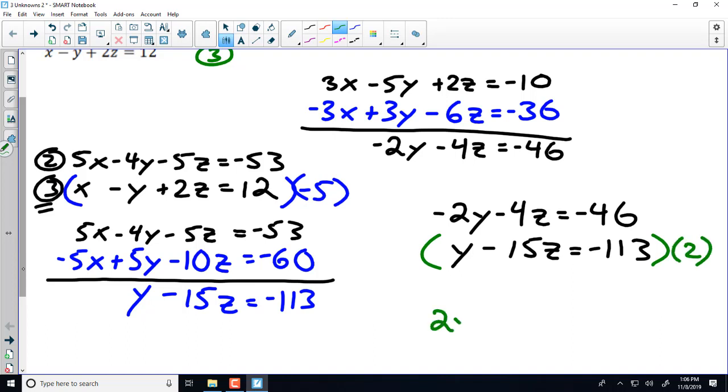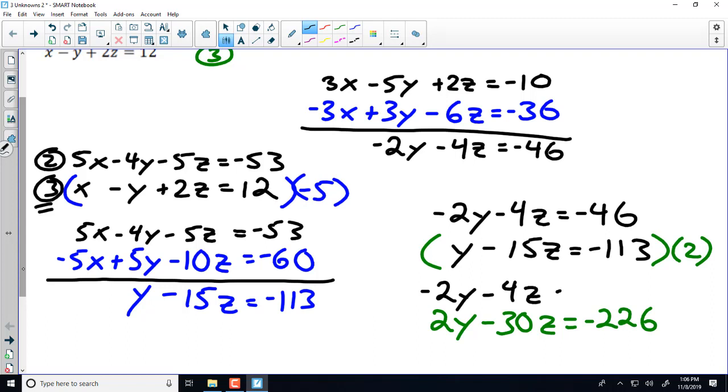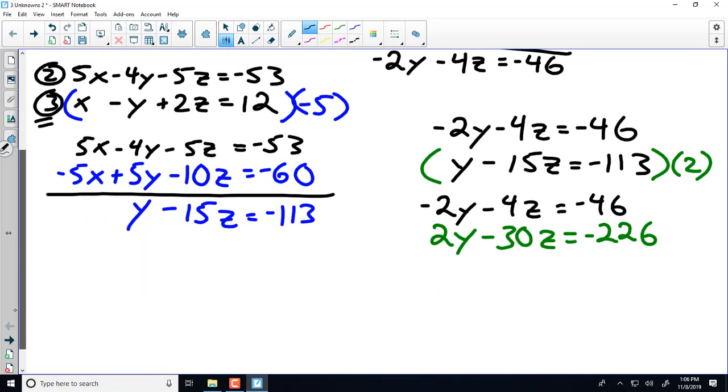So that's going to be 2y minus 30z equals negative 226. And then my first equation here was negative 2y minus 4z equals negative 46. Okay, let's add them together. And as we wanted, the y's do go away because negative 2y plus 2y is 0. And let's see what happens here. We get a negative 34z. And over here, I'm going to get negative 272.